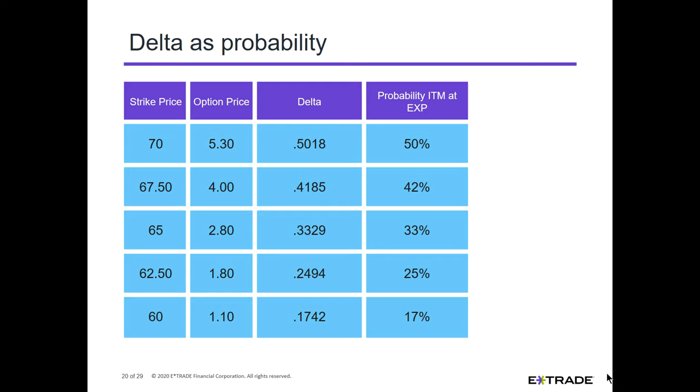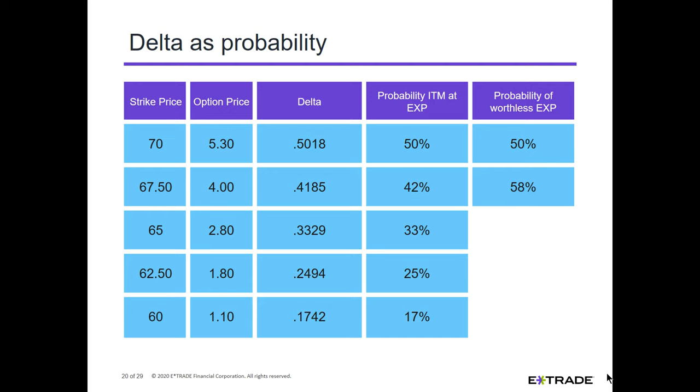But let's think about that more closely. Remember, an option can be in the money by 1 penny, which means it has 1 cent of intrinsic value, and if it's at expiration, it has no time value. So therefore, it doesn't mean that the position is profitable to you. What it really does mean is, what is the likelihood that the option will expire worthless? And that's the reciprocal of the number.